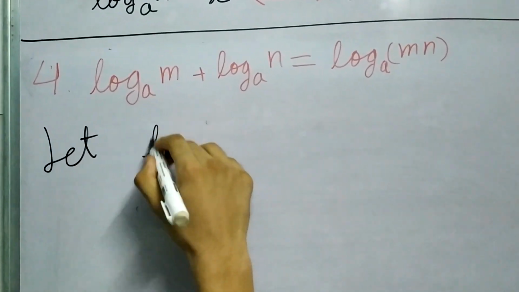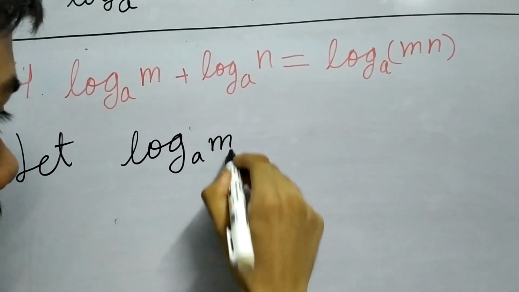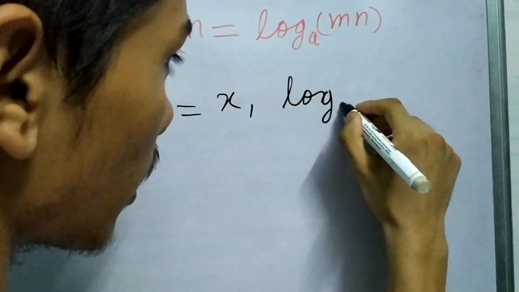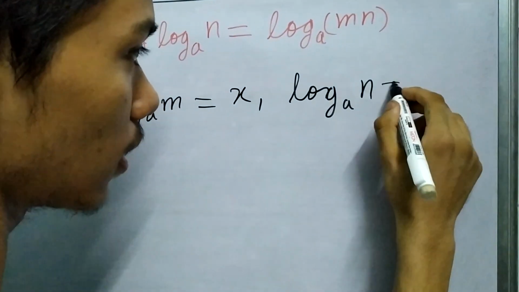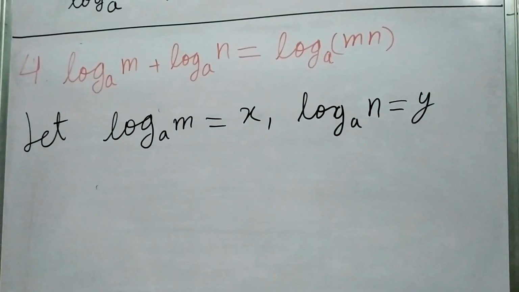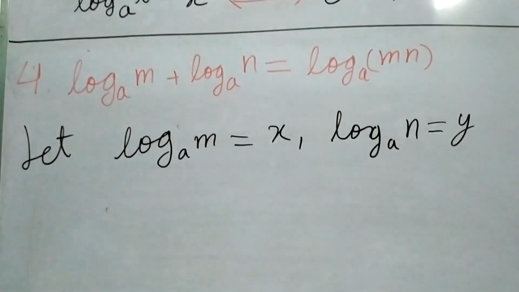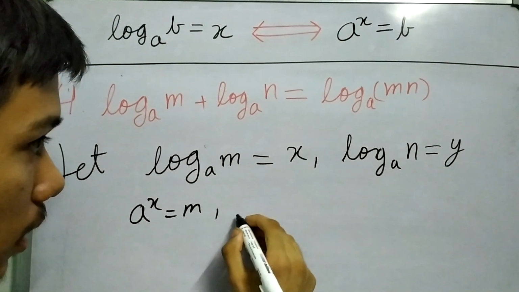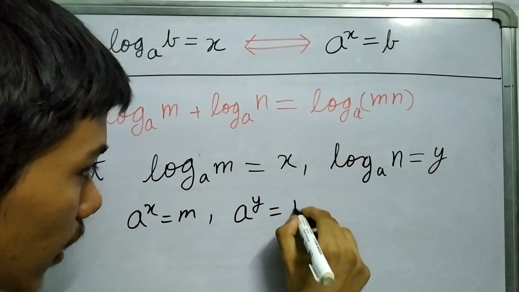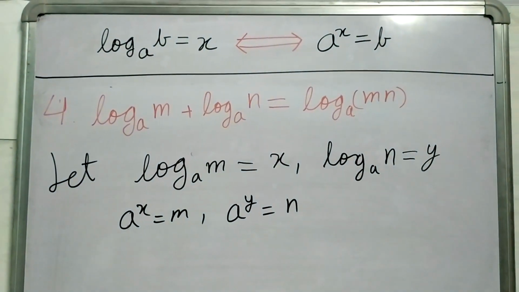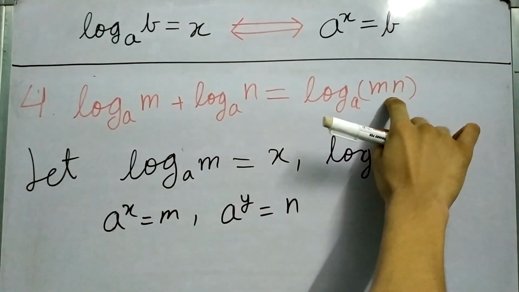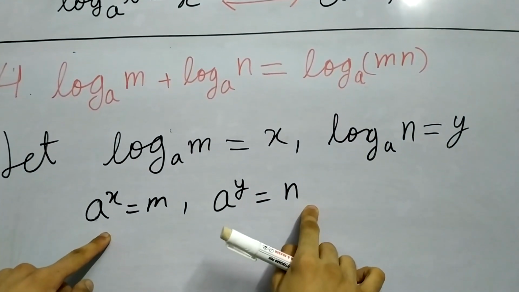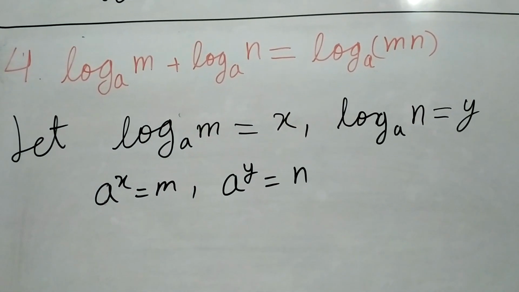Now that you have tried it out, let's see. So let log base a of m be equal to x, and log base a of n be equal to y. And what does this mean? Again, convert into exponential form. a to the x is m, and a to the y is n. Now we need mn, m into n. How do we generate m into n using these two equations? Well, it's obvious. We multiply these two and see what we get.